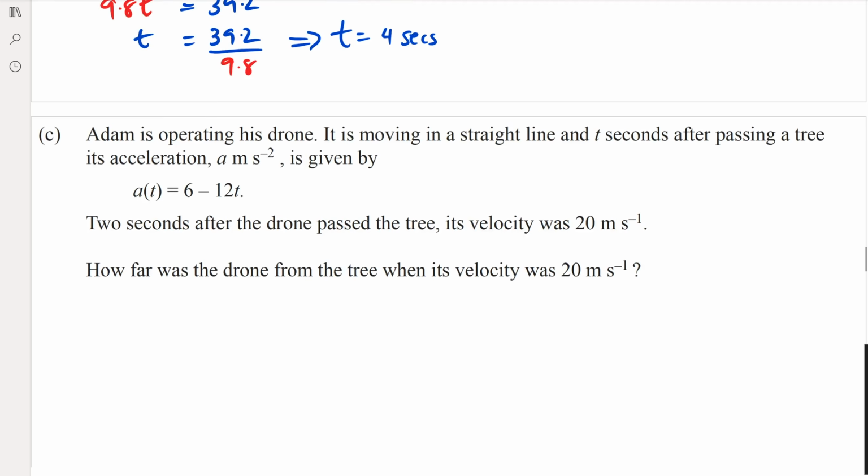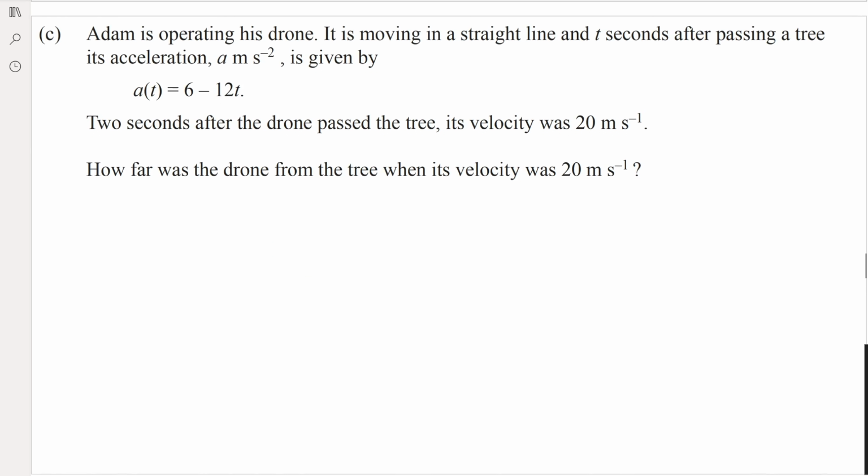Okay, next question. We've got a drone. It's moving in a straight line after passing a tree. Acceleration is given. 2 seconds after the drone has passed the tree, its velocity is 20 meters per second. Now, this is important because what I'm going to do is put down v of 2. So that means velocity after 2 seconds is actually equal to 20. And then if I look at the question, how far was the drone from the tree when its velocity was 20 meters per second? So I'm trying to figure out the distance.